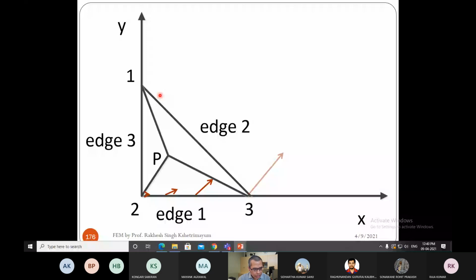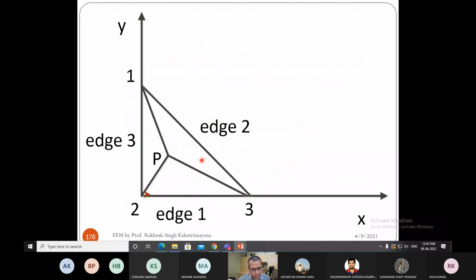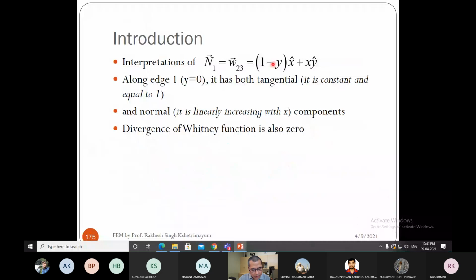So let us summarize. N1, W23, is a basis function with constant tangential component and linearly increasing normal component. Now we understand what I mean by constant tangential and linearly increasing normal component. So when y is equal to 0, this term is constant, but this term is linear.